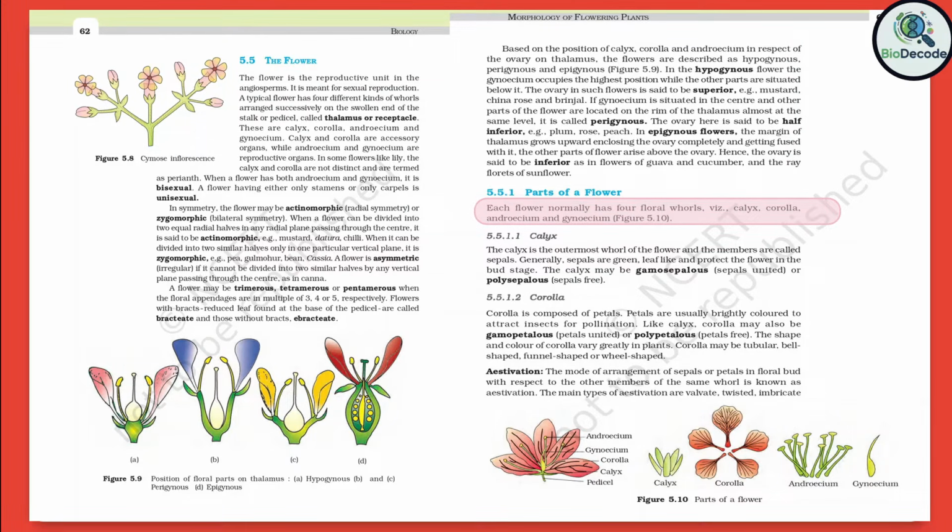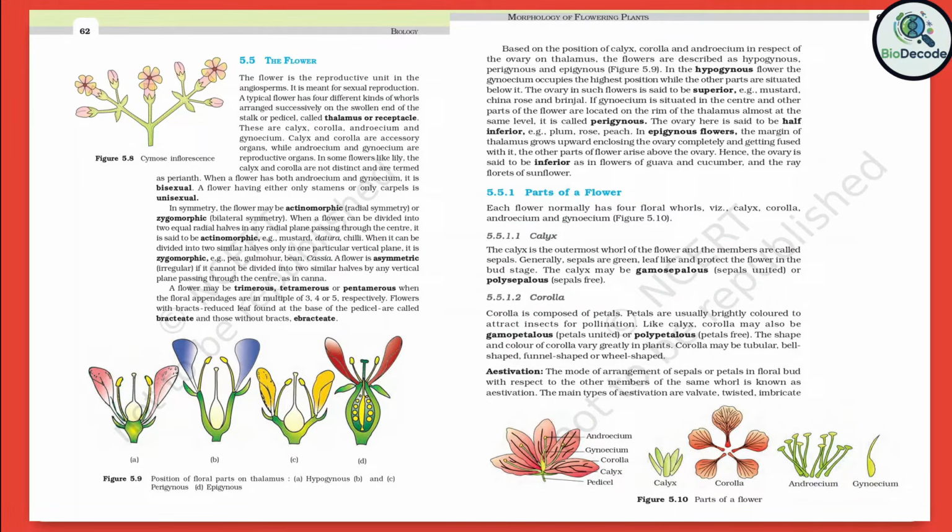Parts of a flower. Each flower normally has 4 floral whorls, viz., calyx, corolla, androecium, and gynoecium. Figure 5.10. Calyx. The calyx is the outermost whorl of the flower, and the members are called sepals. Generally, sepals are green, leaf-like, and protect the flower in the bud stage. The calyx may be gamosepalous, sepals united, or polysepalous, sepals free.